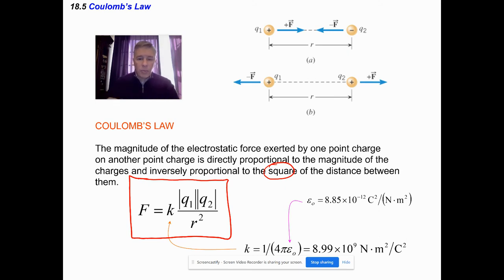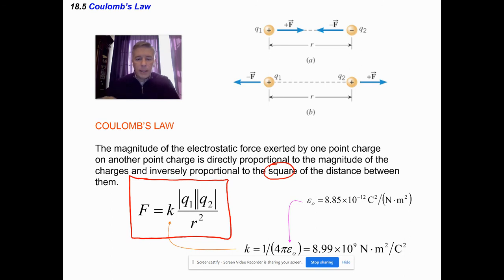Now, we learned it with this k value, the electrostatic constant, which was 8.99 times 10 to the 9th, or sometimes I just round it off to 9 times 10 to the 9th, just to make it easy. It's just a constant that makes everything work in terms of units and the value.